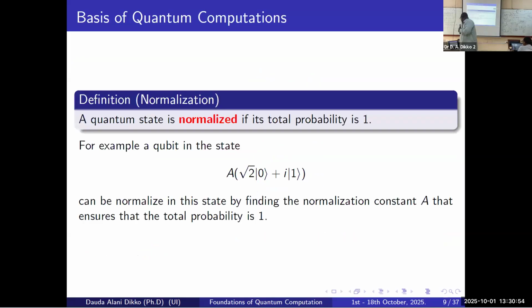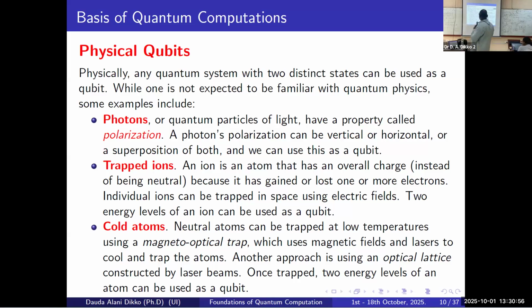Another example is the trapped ion. An ion is an atom that has an overall charge instead of being neutral. Okay, because it has gained or lost 1 or more electrons, individual ions can be trapped in space using electrical fields. 2 energy levels of an ion can be used as a qubit. Okay, these are examples of qubits. Then you have the cold atoms.